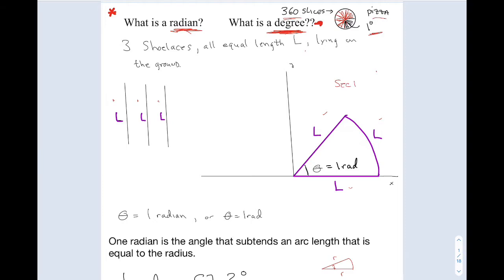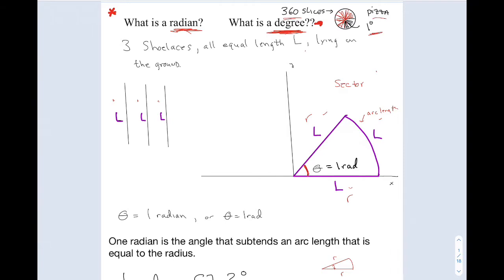bend this one so that I have what's called a sector. Okay, looks like a piece of pie, or a piece of pizza. So that's called the sector of a circle. If you have a whole circle, just call it a circle. But this is a portion, the sector of a circle. So the radius is L, right? There's my radius. There's my radius. My radius is L, and that arc length is also L. So all three of those shoelaces make that sector.